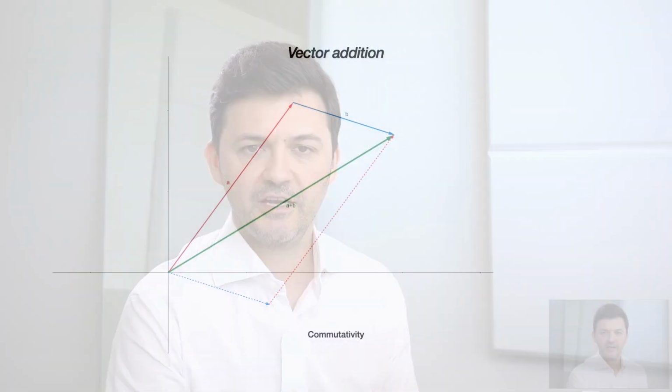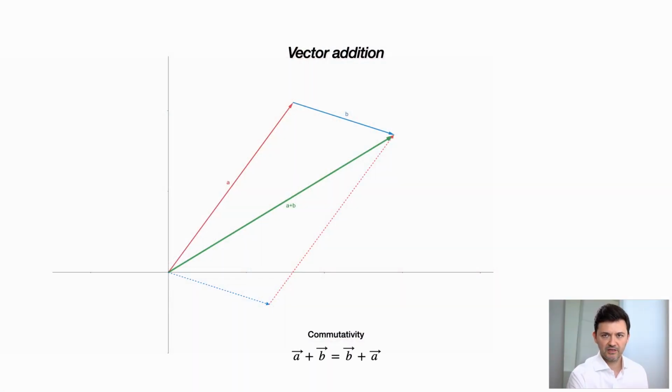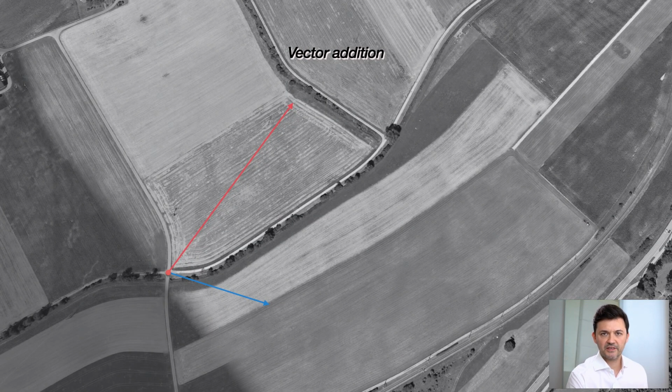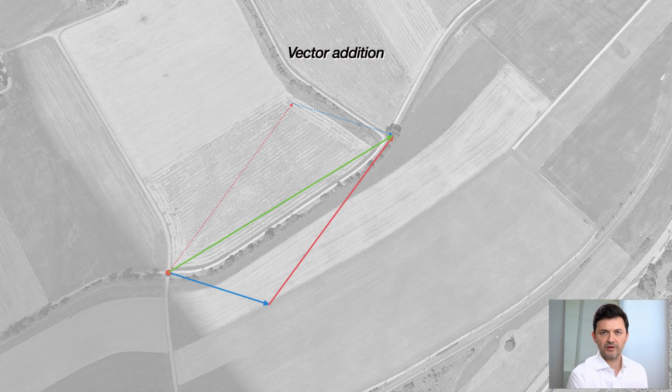This property is called commutativity of addition, and it just means that a plus b is the same as b plus a. This is a feature that vectors share with ordinary numbers. For example, 1 plus 2 is the same as 2 plus 1. And this is not at all surprising. If we have two paths here, and if we want to combine them, we can first move the blue path along the red path and reach this tree here. But we can also first move along the blue path and then move along the red path. We will reach the same point.